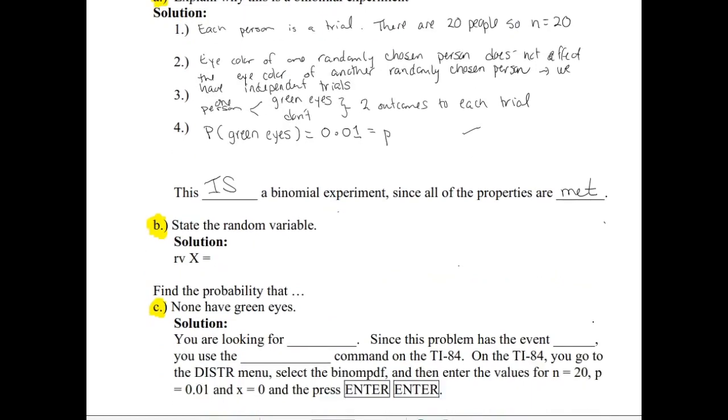All right, so when we have a binomial experiment, our random variable is going to count the number of successes in n trials. So in this case, the success is having green eyes. So again, that doesn't mean green eyes are better than any other color. It just happens to be what they're interested in counting. So that's how we define success in the binomial experiment. It's just whatever category you're interested in counting. So this is the number of people with green eyes out of 20 randomly selected people.